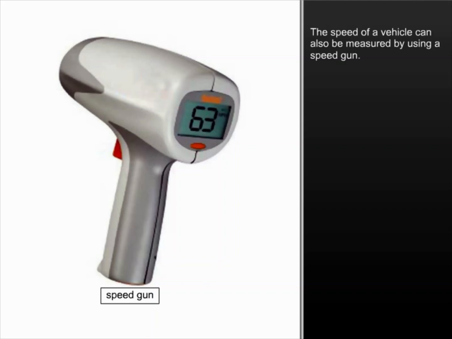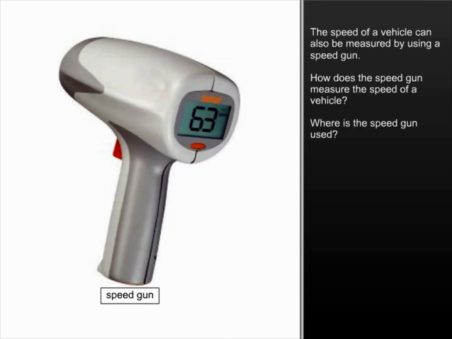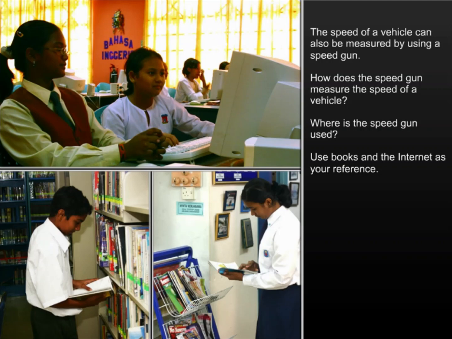The speed of a vehicle can also be measured by using a speed gun. How does the speed gun measure the speed of a vehicle? Where is the speed gun used? Use books and the internet as your reference. Prepare a report. Present your findings to your class.